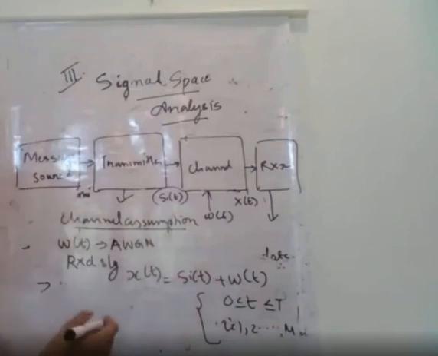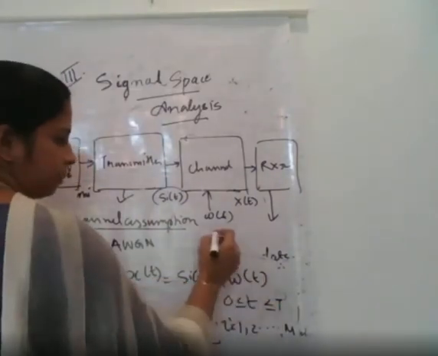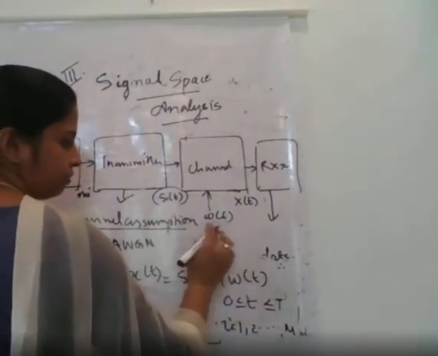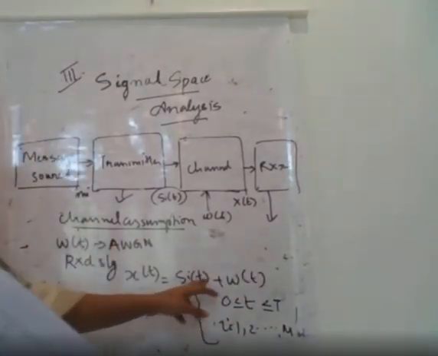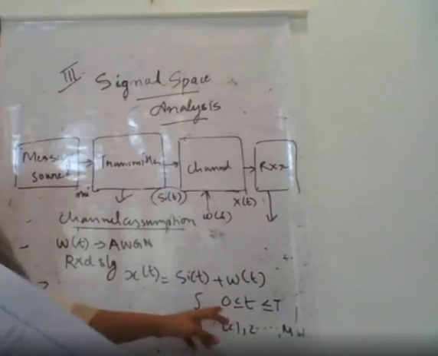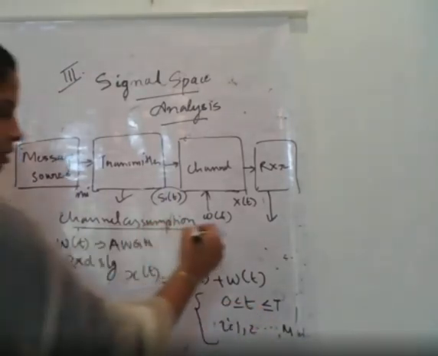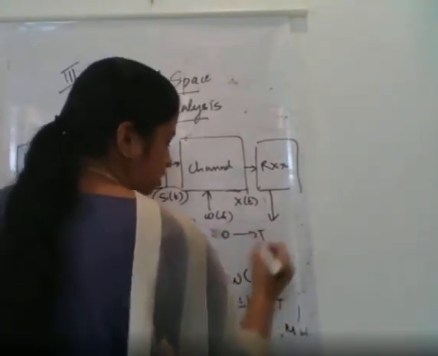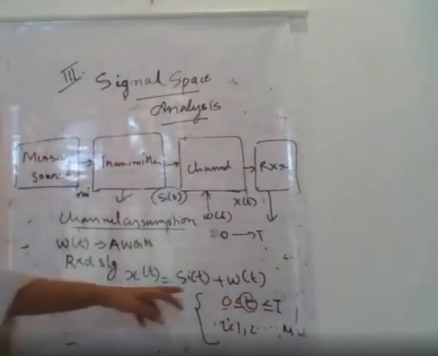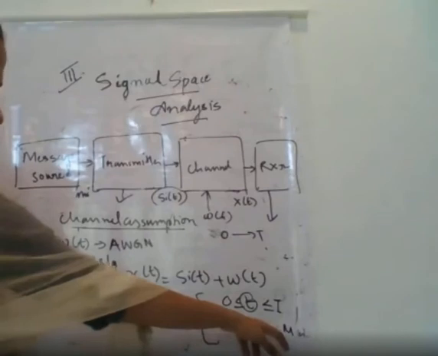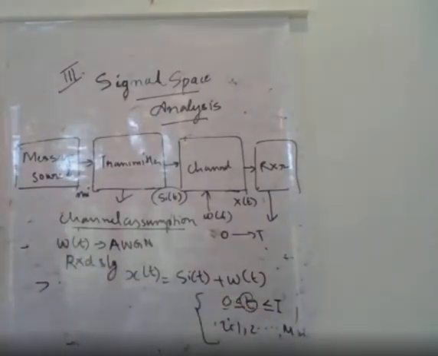Here small t can take values between 0 and T, as the symbol has a duration of T seconds. That is, the symbol duration is between 0 and T. So the value of t can be between 0 and T, and i here varies from 1, 2, 3 up to M.